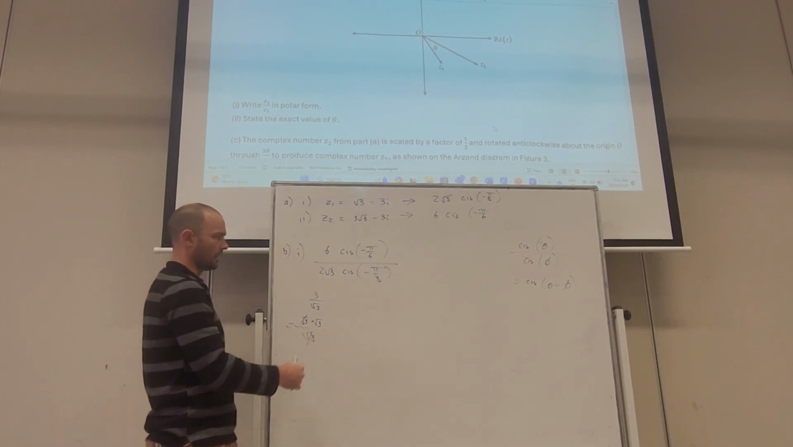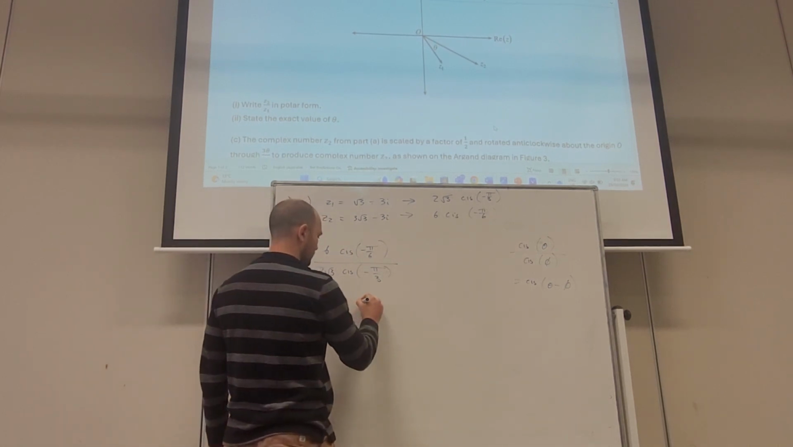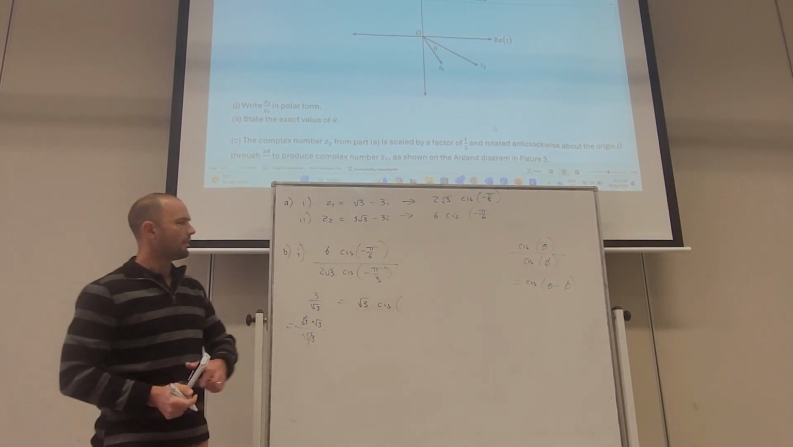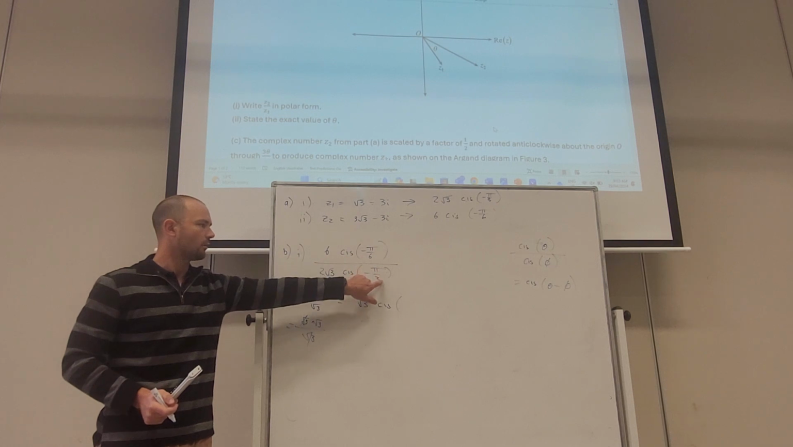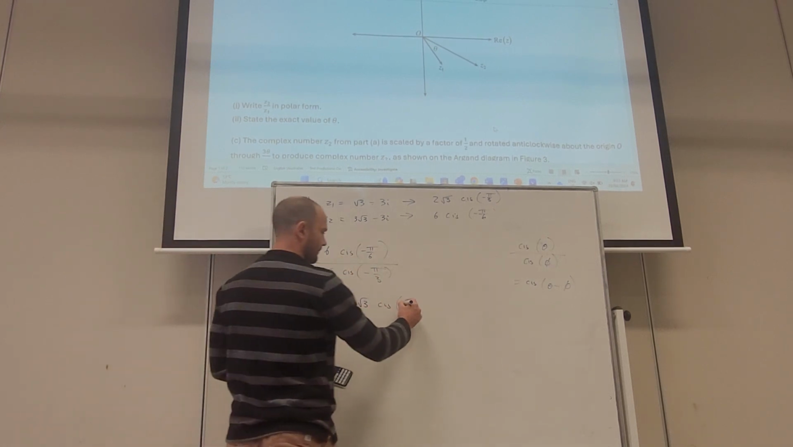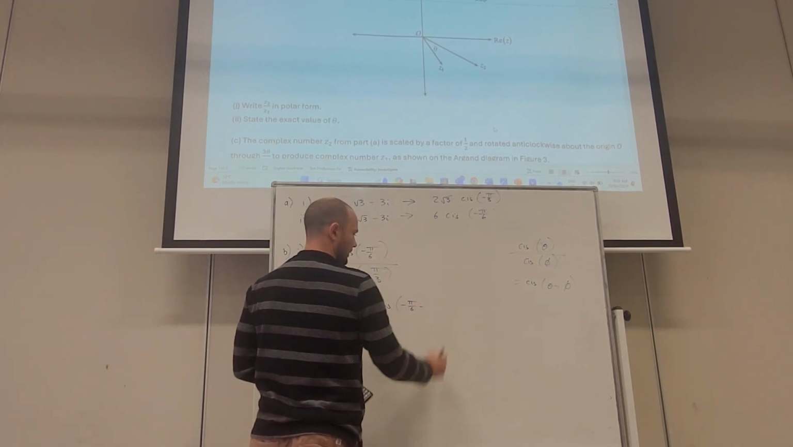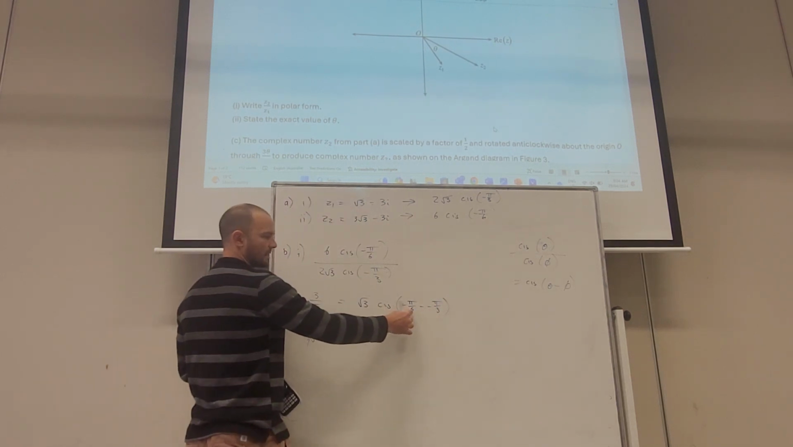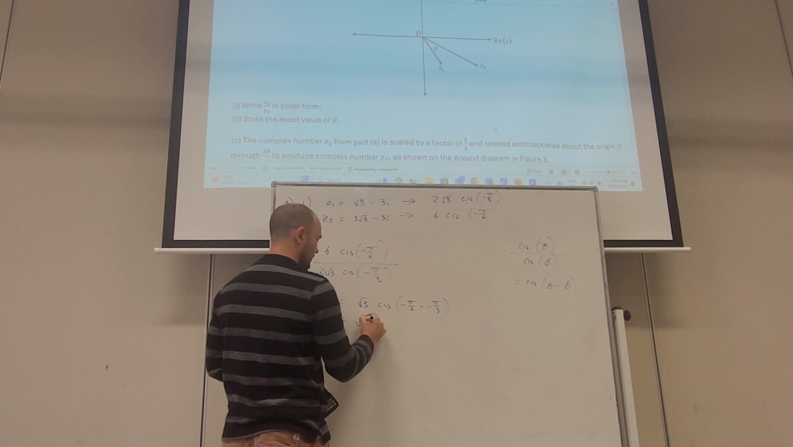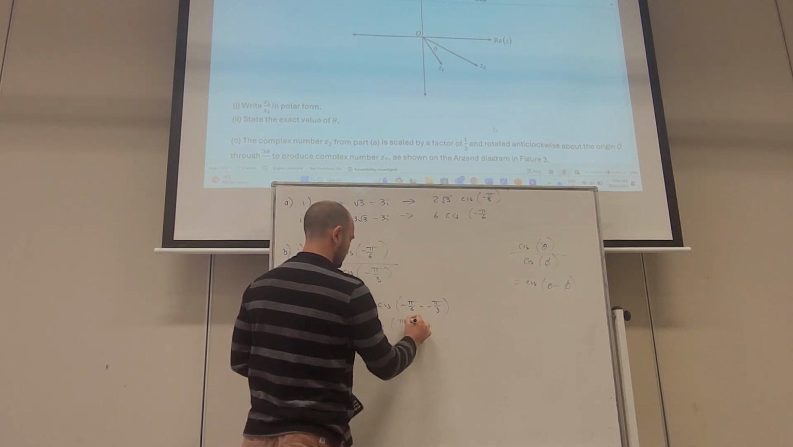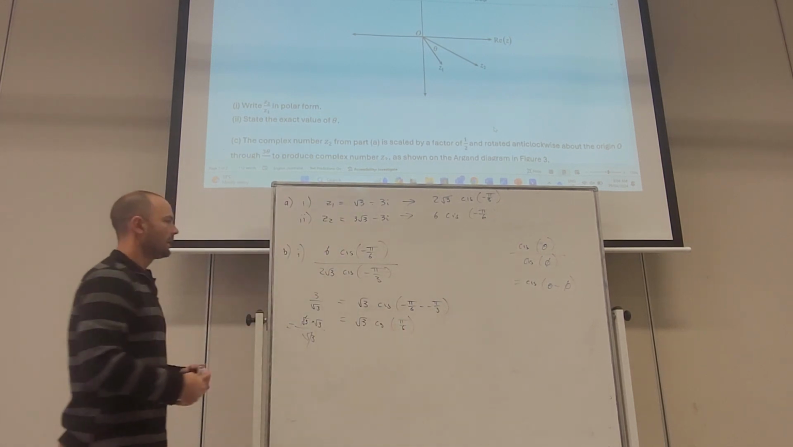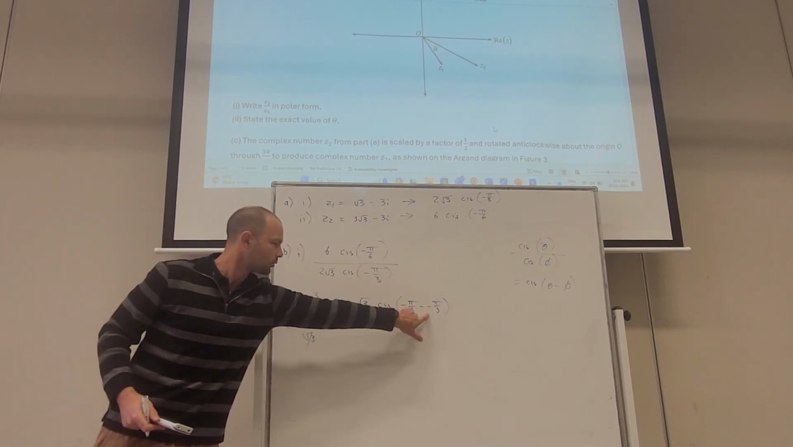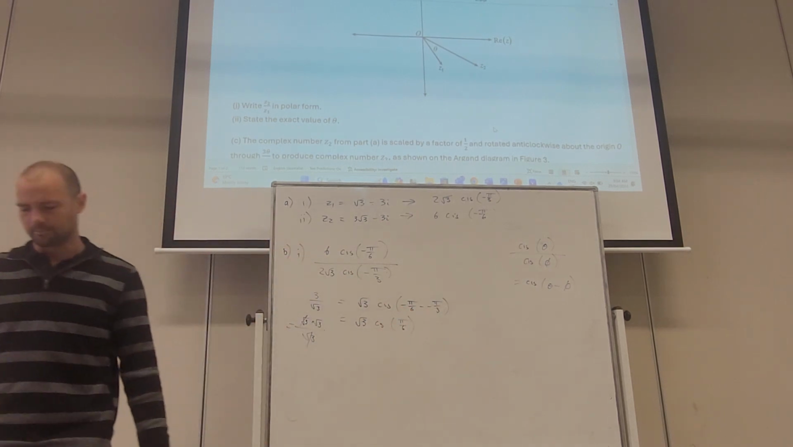So our answer will be root 3 cis of, and then we have the first angle take away the second angle. So we're going to have minus pi on 6 take away negative pi on 3. That makes it minus pi on 6 plus pi on 3. That makes it pi on 6. And again, we can process this angle subtraction in our calculator. It will simplify it for us.